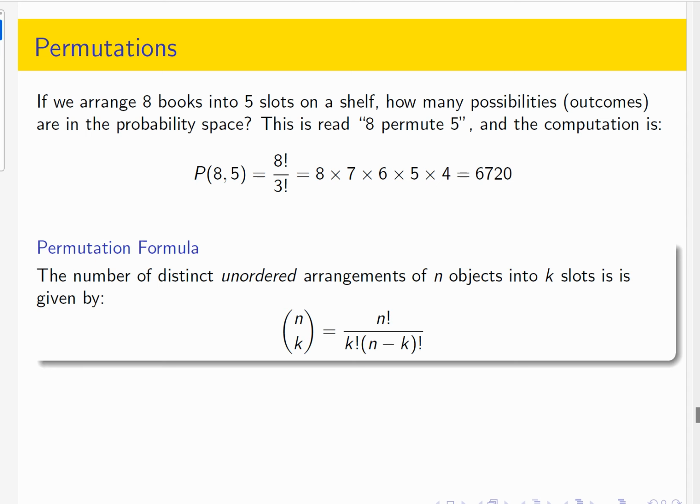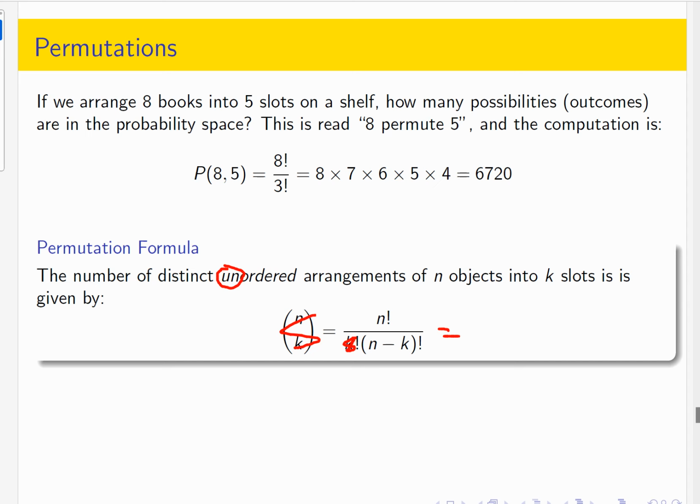All right. And the permutation formula, I'm sorry, permutation, that should be ordered. My bad. Let me highlight that for you, right? This is ordered. The number of distinct ordered arrangements of n objects into k slots is n factorial... I don't like this. This was a copy paste error. That's the combinations formula.